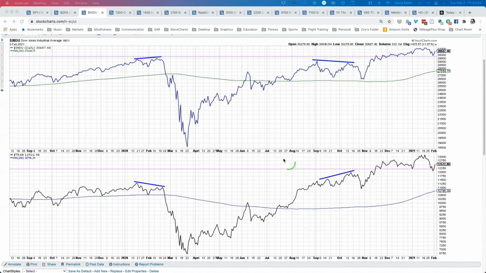What's interesting, though, is you had sort of the reverse of the divergence from January and February. You had the industrials actually making a lower peak, and the Dow Transports making a higher peak. But again, that's still a divergence where both of them are not confirming one another.